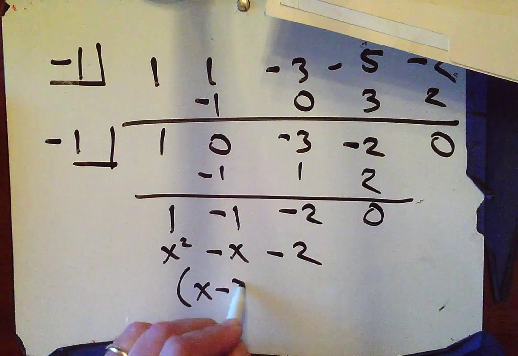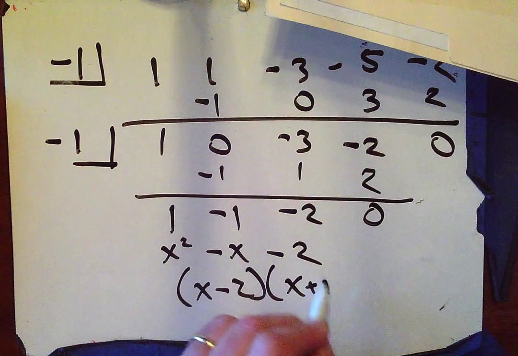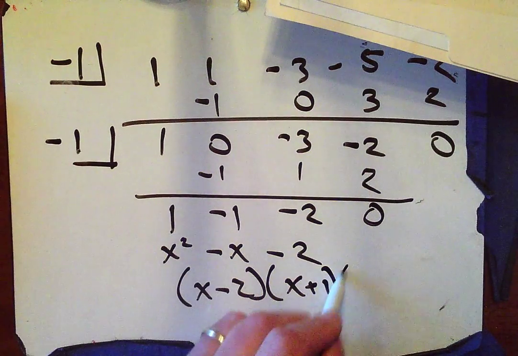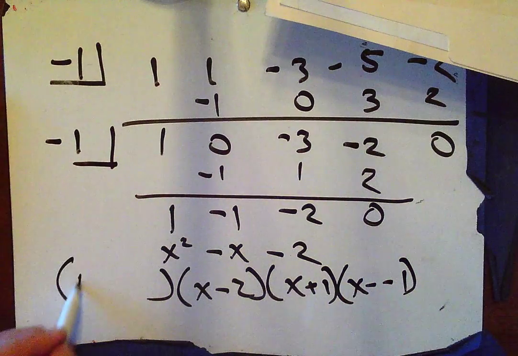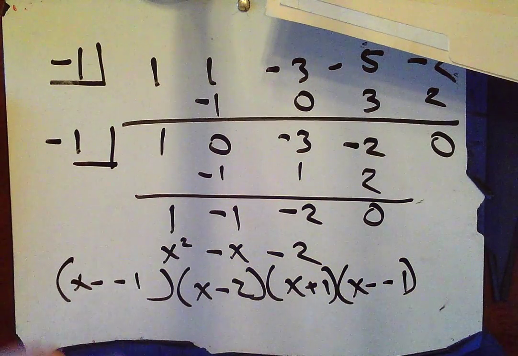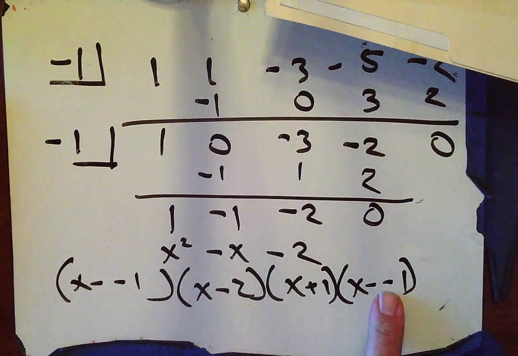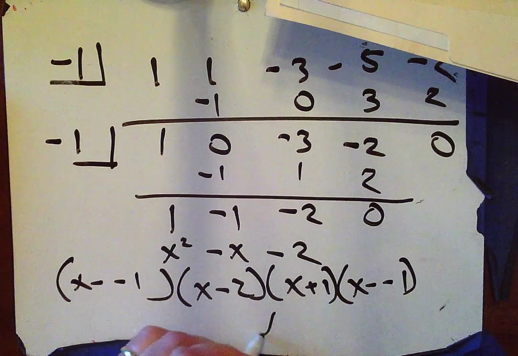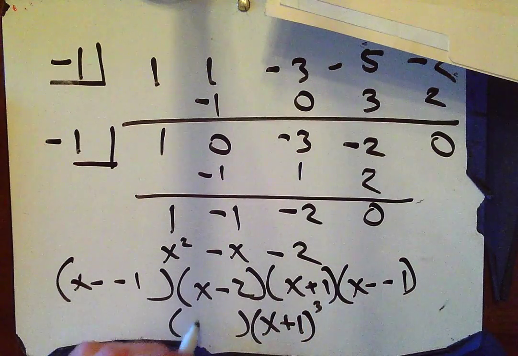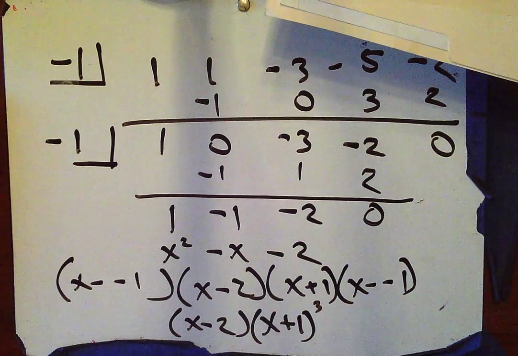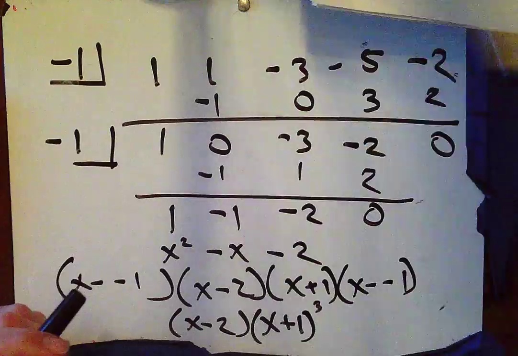That's going to factor as x minus 2, x plus 1. Don't forget these, x minus negative 1, and that one, x minus negative 1. Whoa, that's going to be x plus 1, and x plus 1, and x plus 1. So we do have a wiggle there, and we've got that x minus 2 out in front. Okie doke. There's station 3.